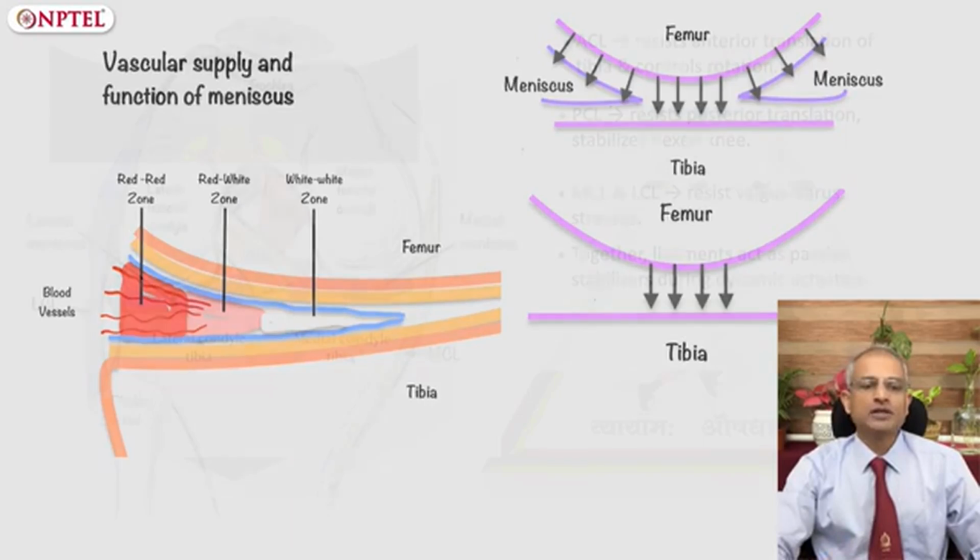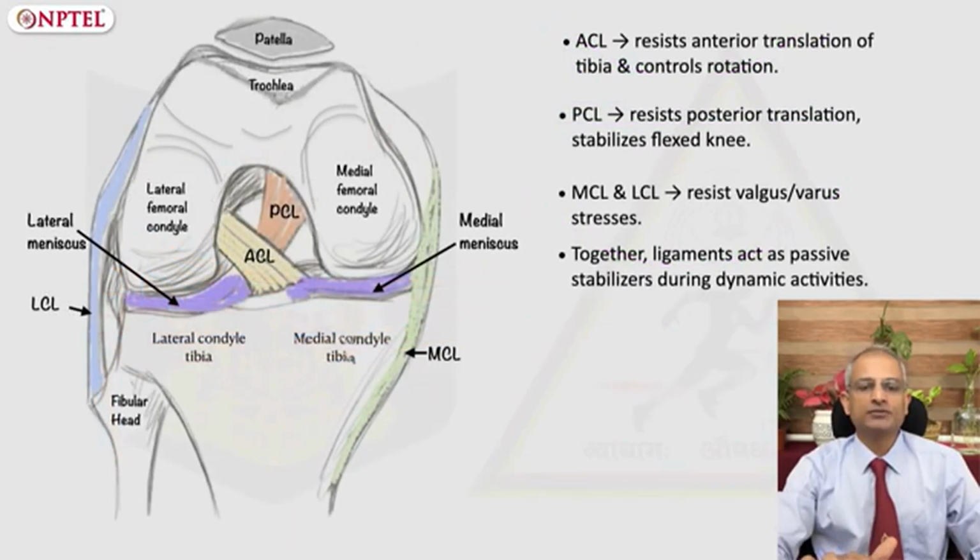Next, we move on to the ligamentous supports of the knee, which are critical for the knee stability. The ligaments of the knee can be either extraarticular or intraarticular. The extraarticular or extracapsular ones are located outside the knee joint capsule, and these are the MCL or the medial collateral ligament, the lateral collateral ligament, the patellar ligament, the oblique popliteal ligament, and the arcuate ligament complex.